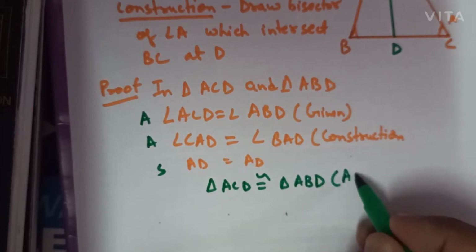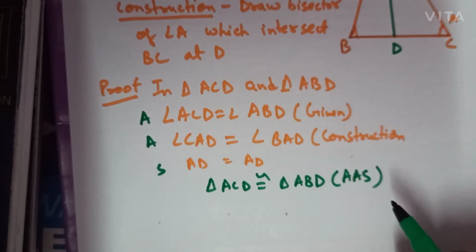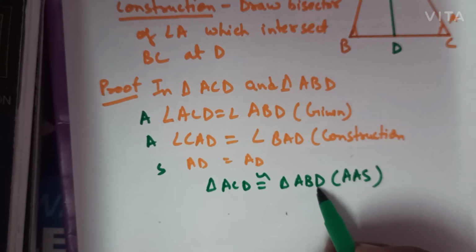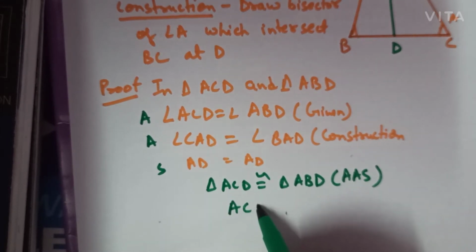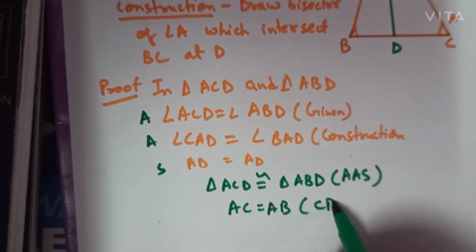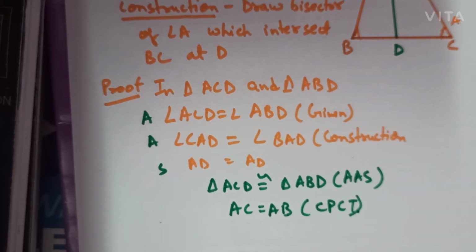So once we have proved the congruency of these two triangles, we can say that the corresponding sides of congruent triangles are congruent, that is AC equals AB by CPCT. Hence proved. I hope it is clear now.